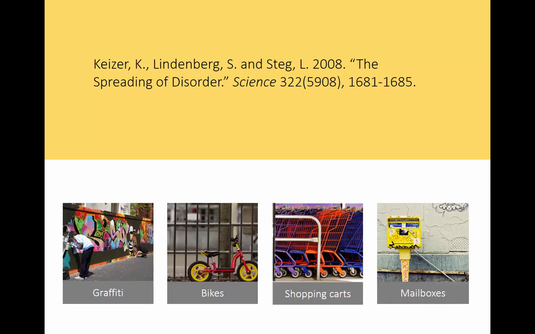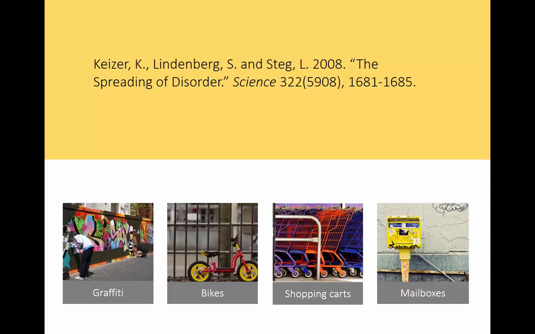This was published in Science. Some of the sociology stuff gets published in Science, the really good stuff. So they had four different experiments that I'm going to talk about: graffiti, bikes, shopping carts, and mailboxes. And these are all field experiments, right? They do an experimental setup in the field out there somewhere. It's not in a laboratory in an extremely highly controlled situation, which we'll talk about on Wednesday.